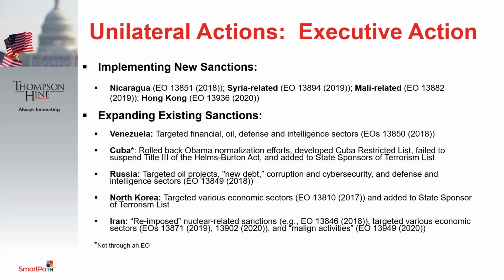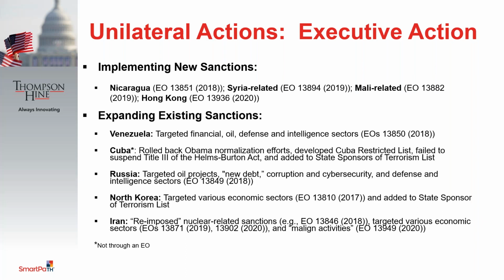Most significantly is the development of the Cuba restricted list, which in effect really rolls back a lot of the authorizations that were in the sanctions regulations, prohibiting these types of transactions with very large state-owned companies that essentially render these authorizations unusable. Probably most popularly failed to suspend Title III of the Helms-Burton Act, which allowed U.S. persons to file lawsuits claiming their expropriated property that was taken by the Cuban government, and instituting these lawsuits against third-party and third-country companies in the United States. And just last week added them back onto the state sponsors of terrorism list.